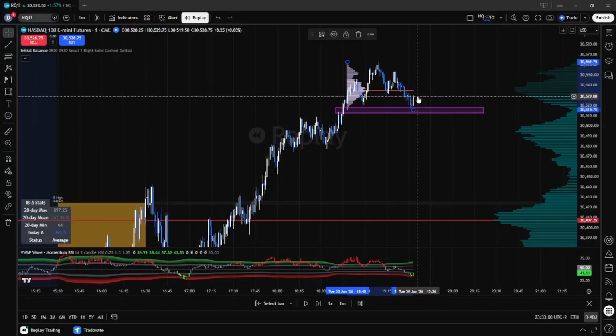And you'll see your entry is almost directly into the point of control of this little, it's not quite a consolidation. It's fairly wide, so I didn't notice it initially.